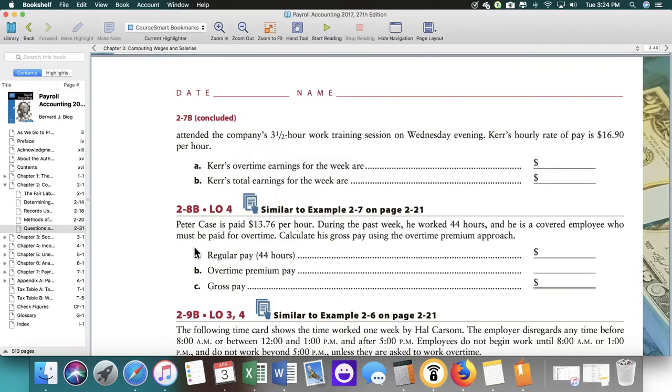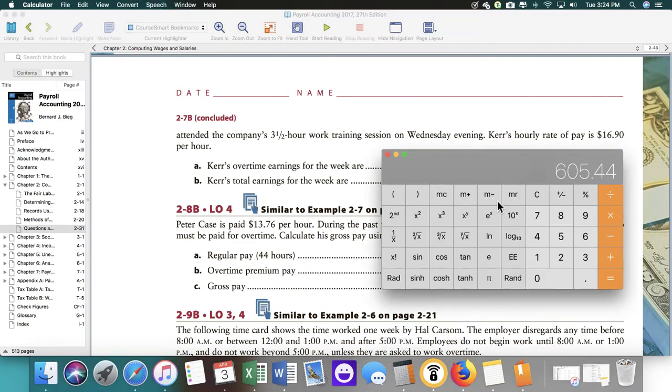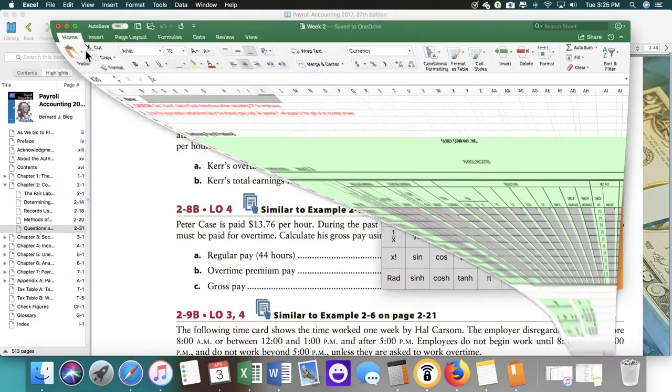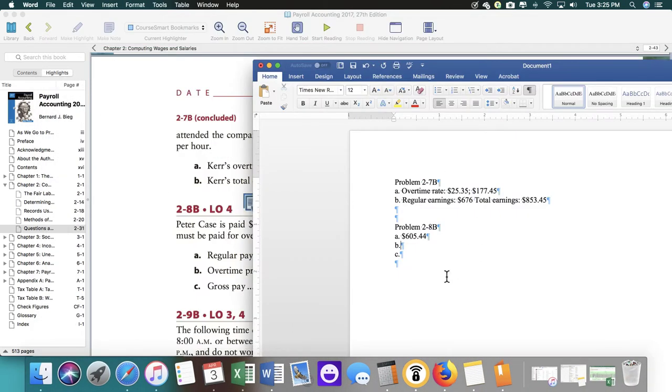Now to calculate the overtime pay, we're going to take $13.76 and divide it by 2, which gives us $6.88. Then we're going to multiply that by the 4 hours, which is overtime. So that's going to give us $27.52.